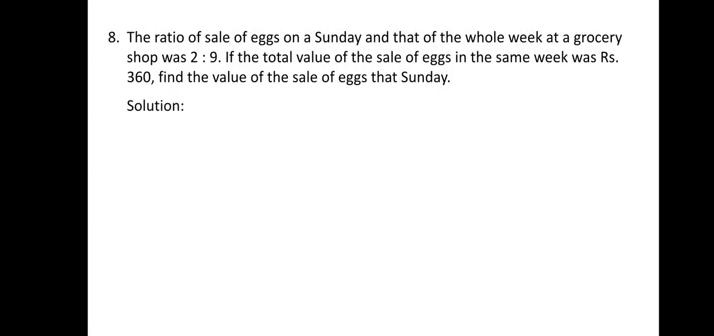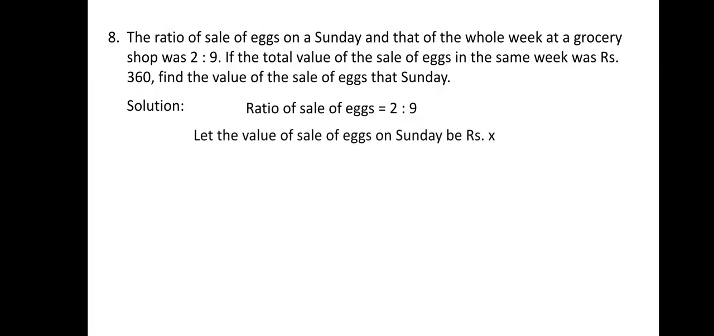So let's look at the solution. As given, ratio of sale of eggs is equal to 2 is to 9. That means if 2 eggs are sold on Sunday, then 9 eggs will be sold on the remaining number of days. So 2 is to 9 is the given ratio. Now let's assume that the value of sale of eggs on Sunday be rupees x. So on that particular Sunday, we have to find the value of the sale of eggs.